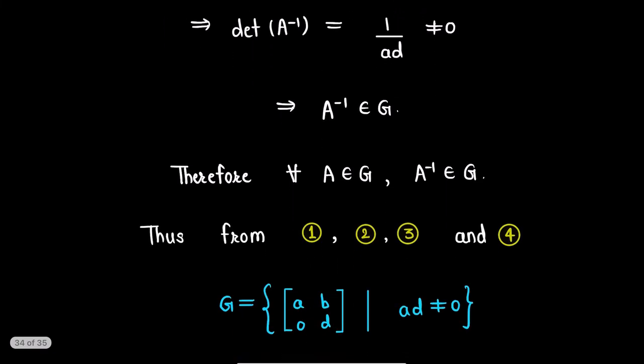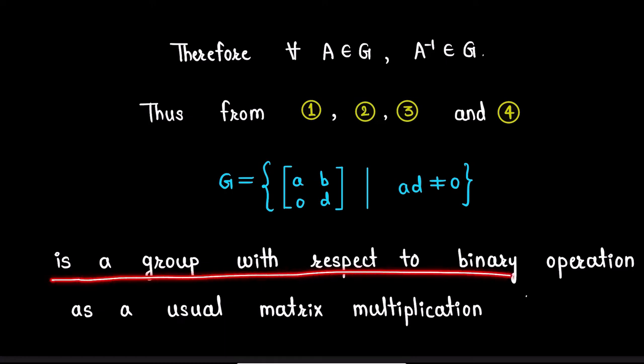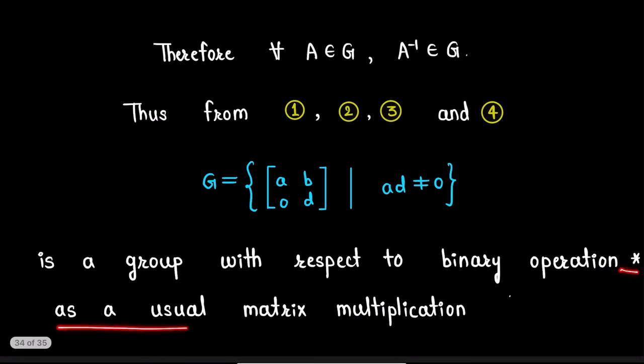Now, from 1, 2, 3 and 4, the given set G of all 2 cross 2 upper triangular matrices with product of diagonal entries not equal to 0 is a group with respect to the binary operation star as the usual matrix multiplication. This proves that the given set G is a group. Now, further we have to check whether group G is abelian or not. So, let us do it.